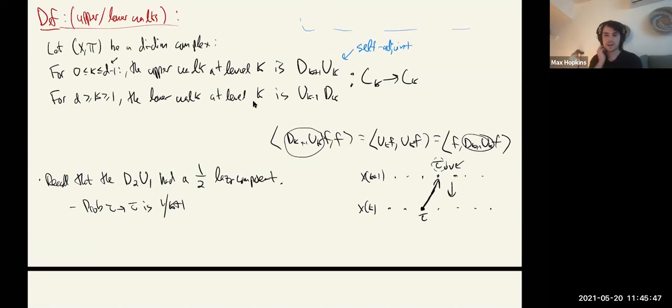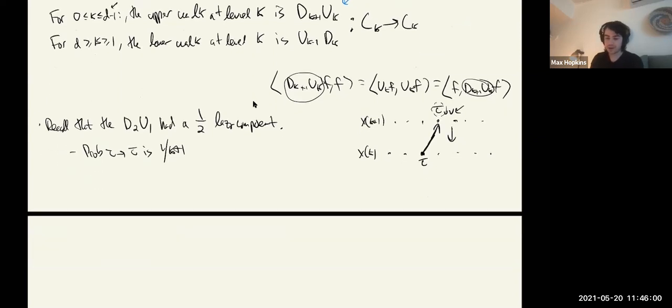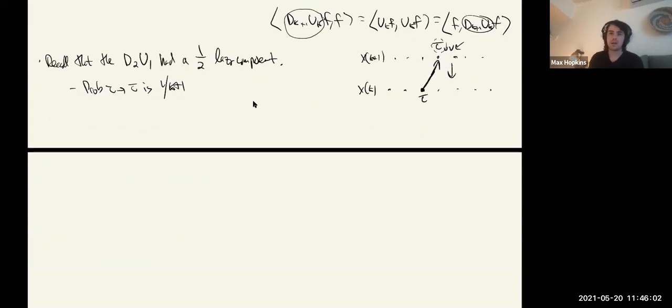Okay, any questions on the upper and lower walks and this laziness factor before moving on? Cool. So now that we know there is a laziness factor, let's go ahead and define a third walk. That's going to be our analog of the adjacency matrix, the non-lazy upper walk.